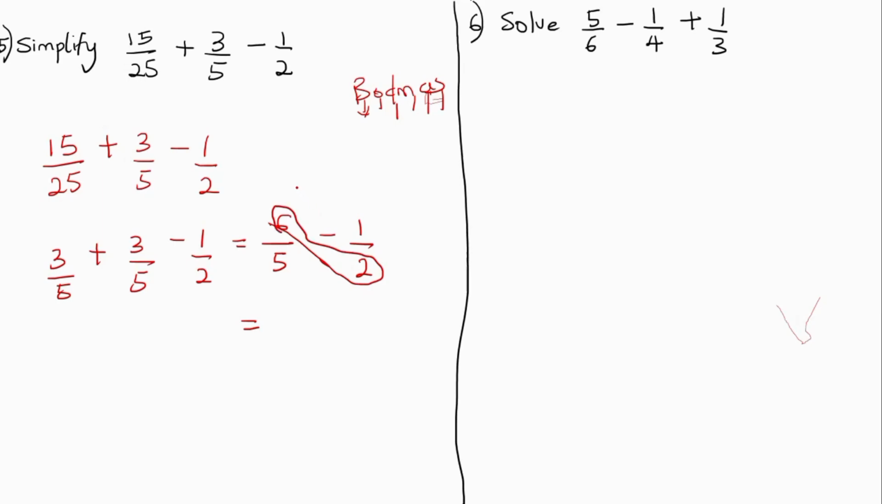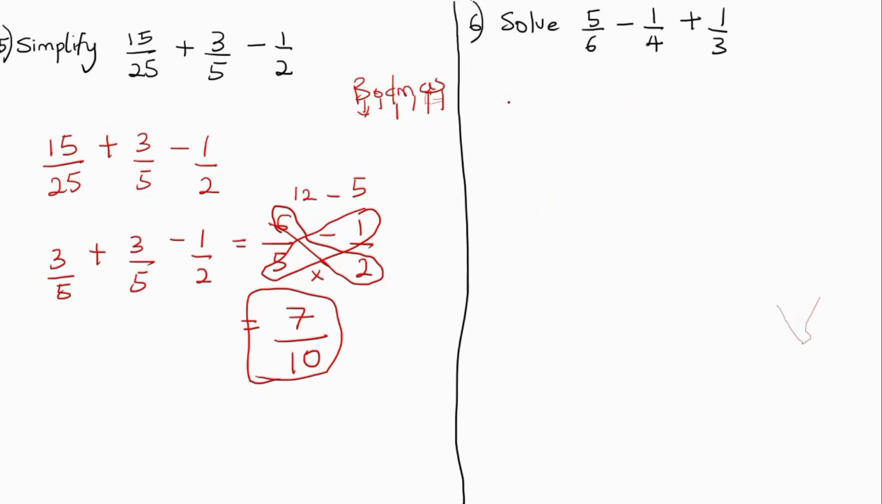6 times 2 is 12, minus 5 times 1 is what? 5. 5 times 2 is 10. So 12 minus 5 is 7. 5 times 2 is what? 10. Alright, so this is the answer.